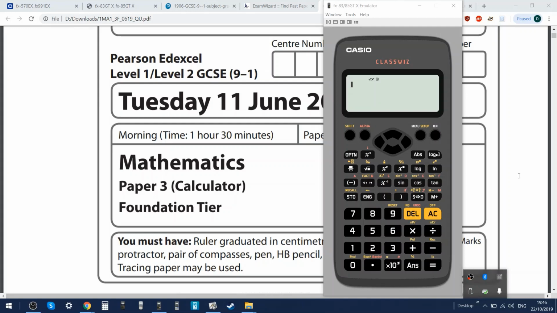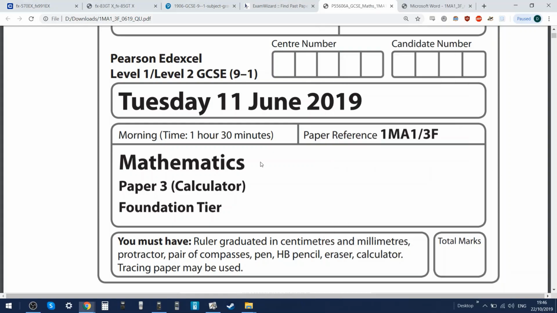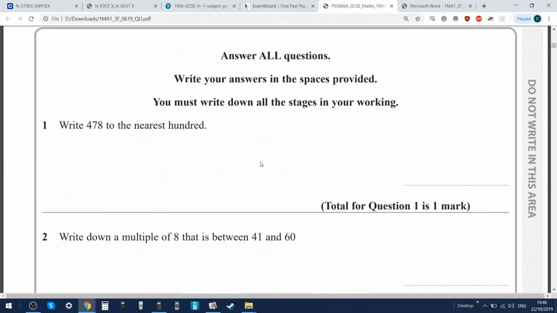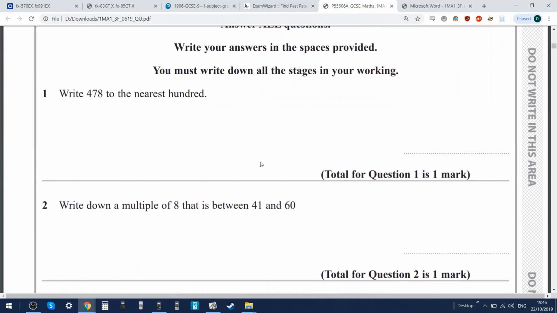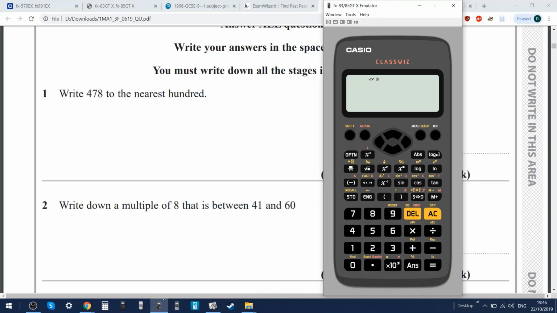I will teach you how to do the whole calculator paper. This is foundation paper 3. Even if you don't know any maths, you can still get every single mark, even if you don't know anything. Question 1. Write 478 to the nearest 100. I don't even know what that means.